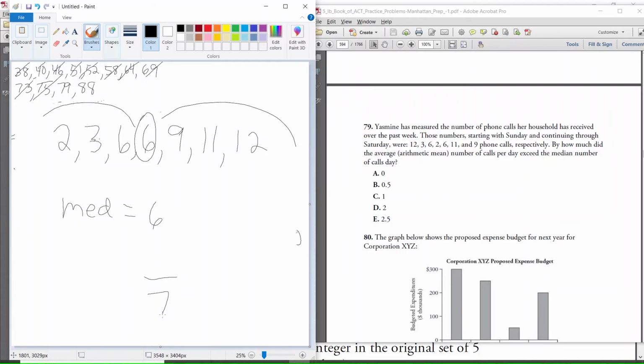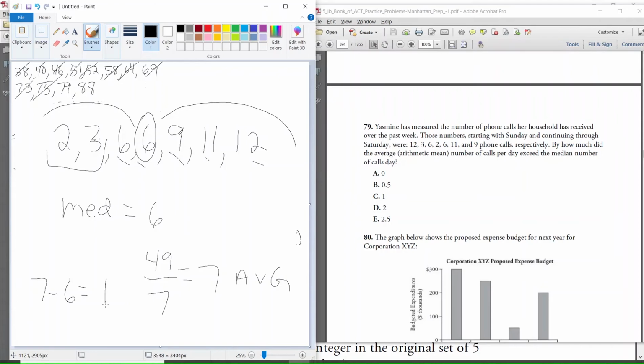Well, what is the sum? You can use your calculator. I'm just going to do it like this. 2 plus 3 is 5, plus 6 is 11, plus 6 is 17, plus 9 is 26, plus 11 is 37, plus 12 is 49. So 49 over 7 is 7. So the mean or average is 7. By how much did the mean or average exceed the median? By 1. 7 minus 6 equals 1.